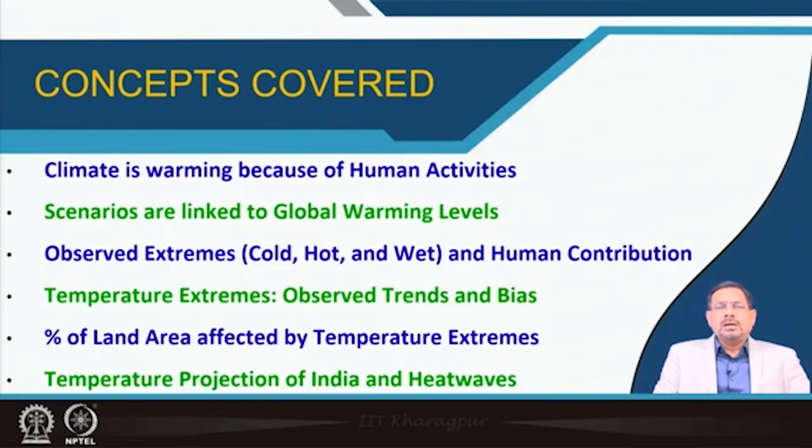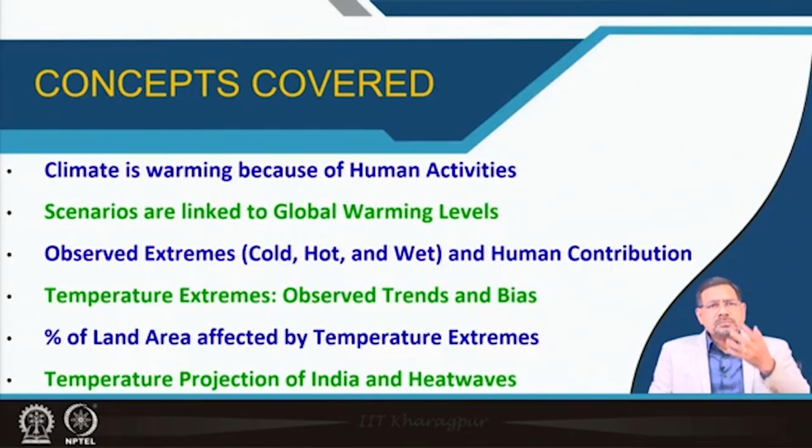The second, we will talk about the scenarios which are linked to various global warming levels. The scenarios, as I just mentioned, we will see the latest few in terms of RCPs and SSP scenarios. And then we will move on to understand the observed extremes and the human contribution. We will see that across the world, and we will try to understand the extremes in temperature.